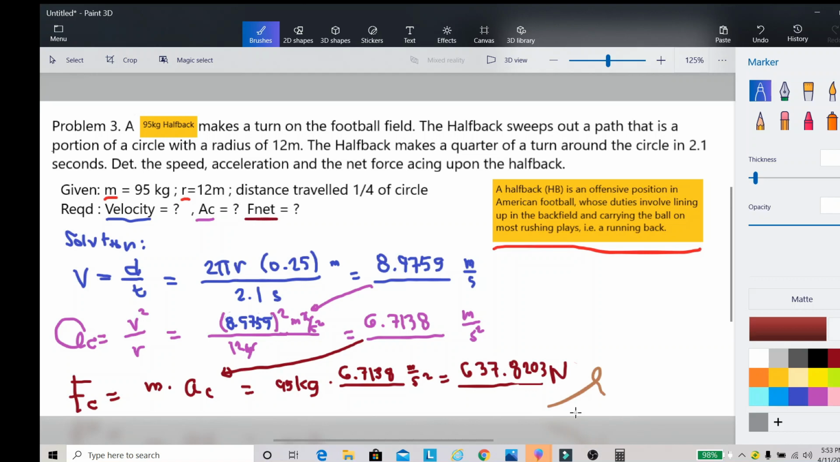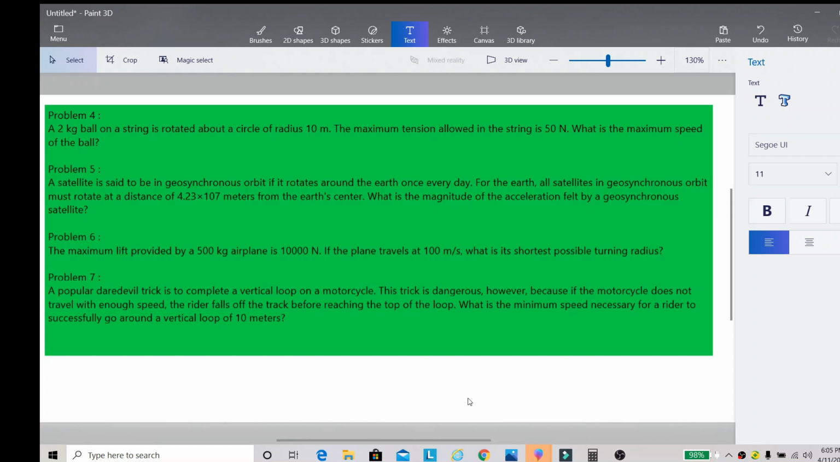So, with this, before I leave you, I will be giving some more problems. I'm leaving you with some problems to solve involving uniform circular motion. Here are your practice problems.